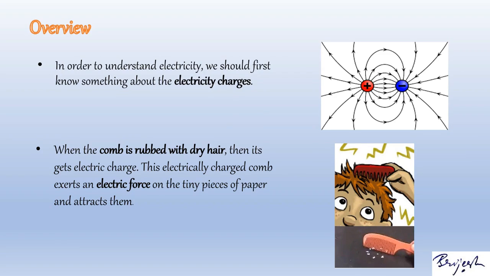This observation is explained by saying that initially the comb is electrically neutral, so it has no effect on the tiny pieces of paper. When the comb is rubbed with dry hair, it gets electric charge. The electrically charged comb exerts an electrical force on the tiny pieces of paper and attracts them.